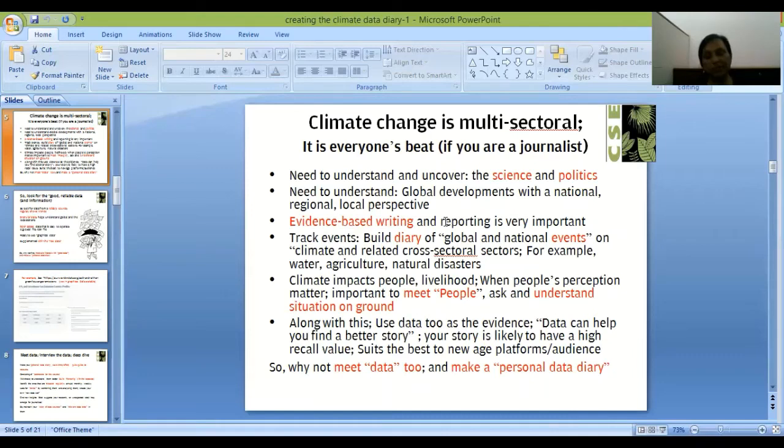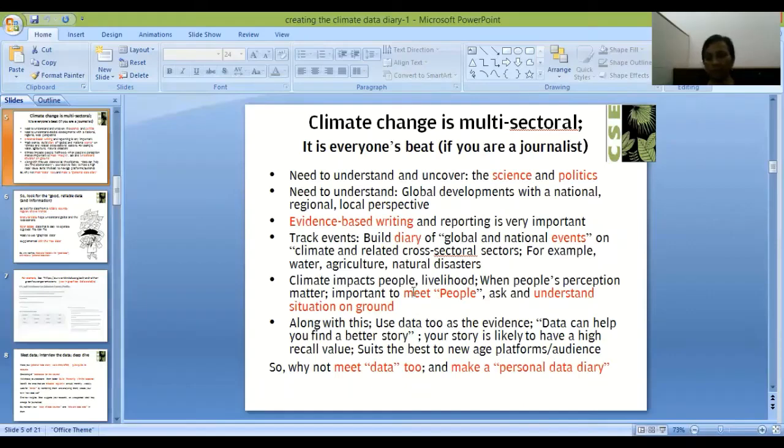But let me make things very clear. Numbers have to be used very innovatively. When we talk about data and numbers, it doesn't mean that we don't have to track other things, other sources. As a writer on climate change, as a researcher on climate change, you have to be on your mark. You have to remain up to date on what's happening. That means you have to track events on climate and developmental issues. That means you have to build your diary of global and national events that you would like to track and remain up to date. Because in each of these events, you'll find interesting knowledge being generated.